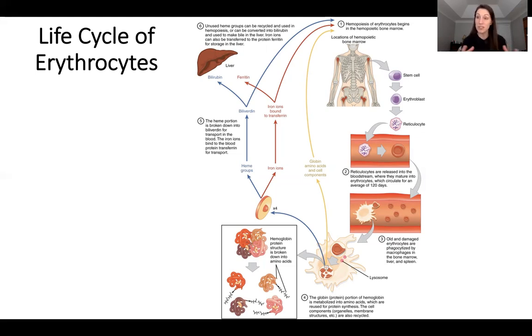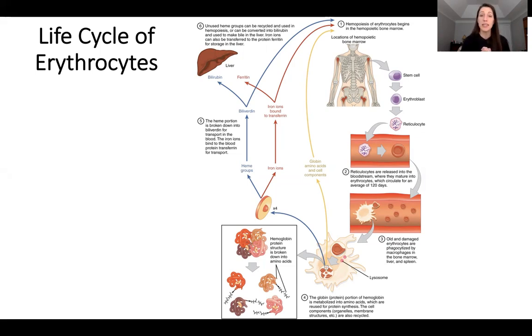So globin proteins are broken down into their constituent amino acids and recycled. They might be used to build more globin proteins, or they might be used to build some other type of protein that your cells are synthesizing, but the protein parts essentially are broken down and reused.